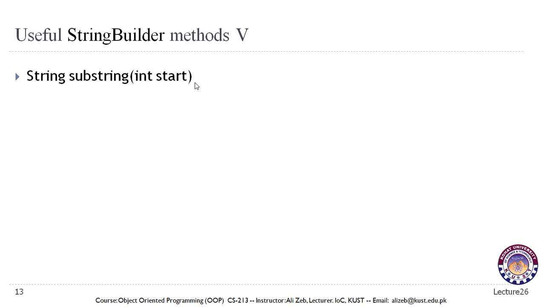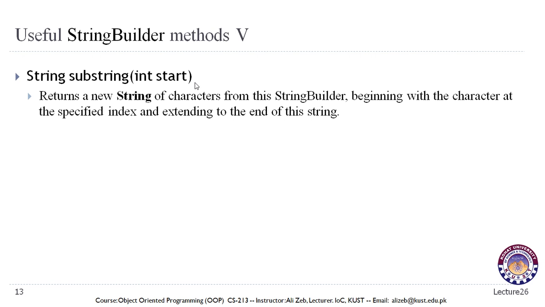The string builder also has a substring method. It returns a new string of characters from this string builder, beginning with the character at the specified index, as we can see over here, and extending to the end of this string.